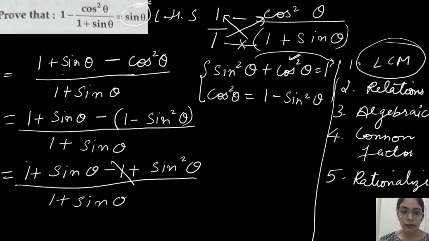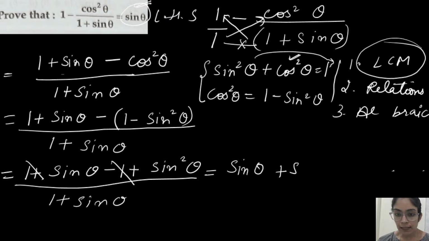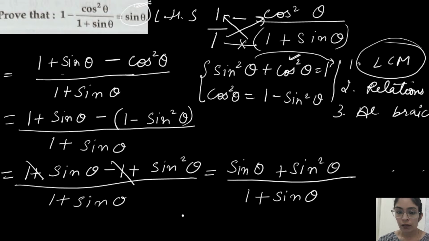Now this 1 and this 1 will get cancelled. So what is left behind? Sine theta minus sine theta plus sine square theta by 1 plus sine theta. Now as per the rules which I have told you, the same rules we have to use here. So only 5 rules which I have told, like taking up the common factor, algebraic identities and relations, LCM.